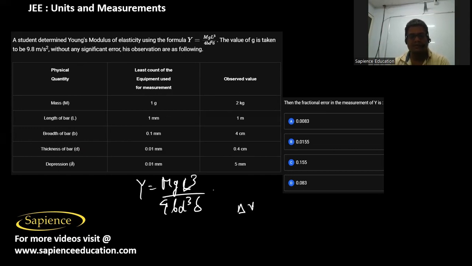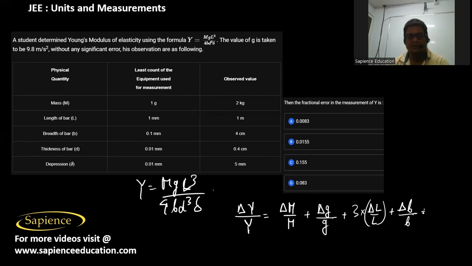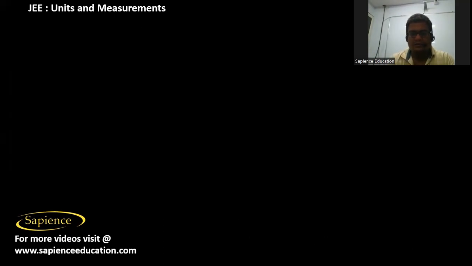So from here we can say the fractional error in the measurement of Y, that is delta Y by Y, will be equal to delta m by m, which is the fractional error or the relative error in the measurement of mass, plus relative error in the measurement of g, plus 3 into relative error in the measurement of the length of the bar, plus relative error in the measurement of breadth of the bar, plus 3 into relative error in the measurement of the thickness of the bar, plus relative error in the measurement of depression of the bar. So therefore, delta Y by Y, that only we have to find.